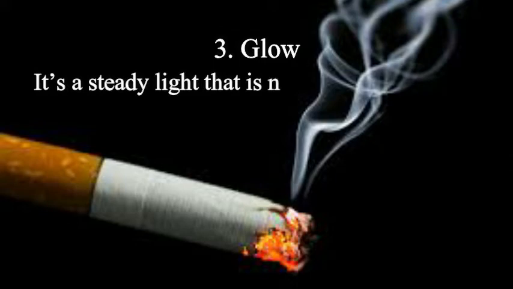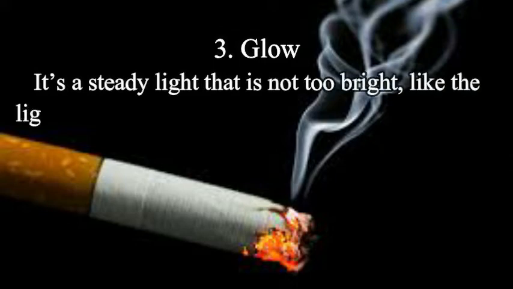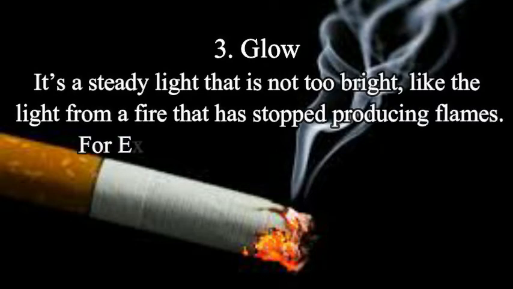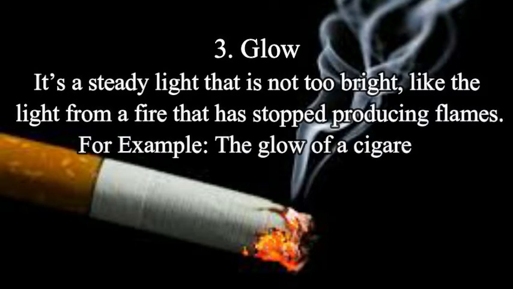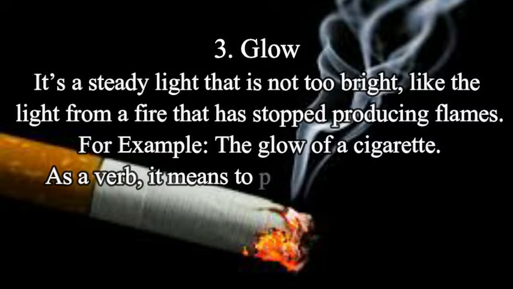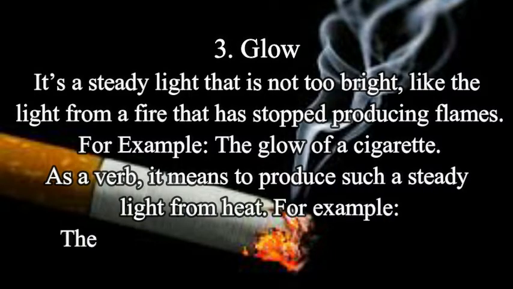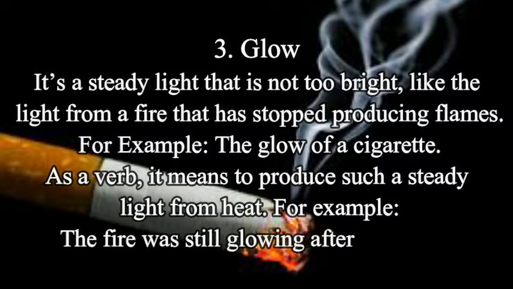Third example is glow. It's a steady light that is not too bright, like the light from a fire that has stopped producing flames. For example, the glow of a cigarette. As a verb, it means to produce such a steady light from heat. For example, the fire was still glowing after 10 hours.